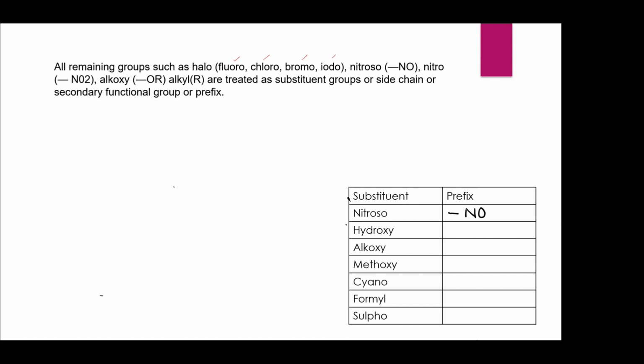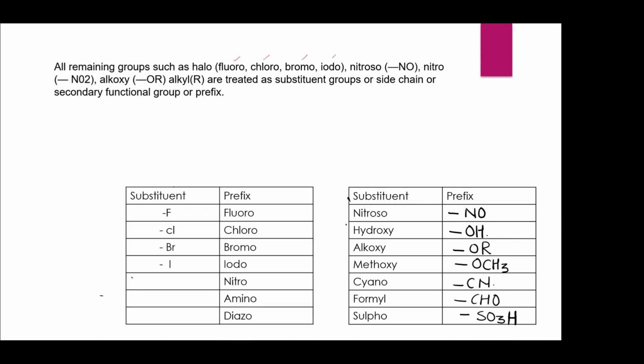So nitroso, NO; OH, hydroxy; OR, alkoxy; OCH3, methoxy; CN, cyano; CHO, formyl; SO3H, sulfo; then fluoro, chloro, bromo, iodo, nitro, amino, NH2, and N double bond N, that is diazo. Let's see one example which contains two functional groups.